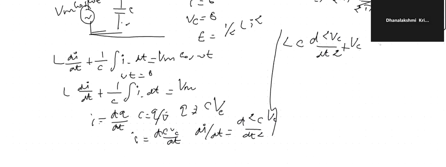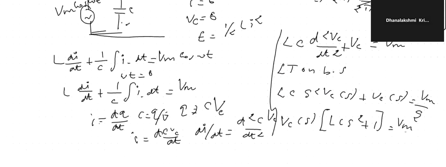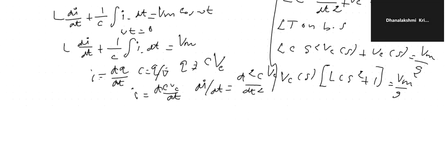Now taking the Laplace transform on both sides, we get LC s squared Vc of s plus Vc of s is equal to Vm by s. Here Vc of s is common, so taking Vc of s common, we get Vc of s into LC s squared plus 1 is equal to Vm by s. Now we calculate Vc of s.